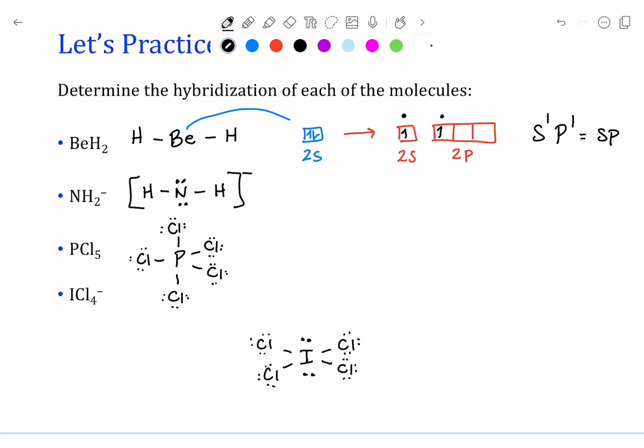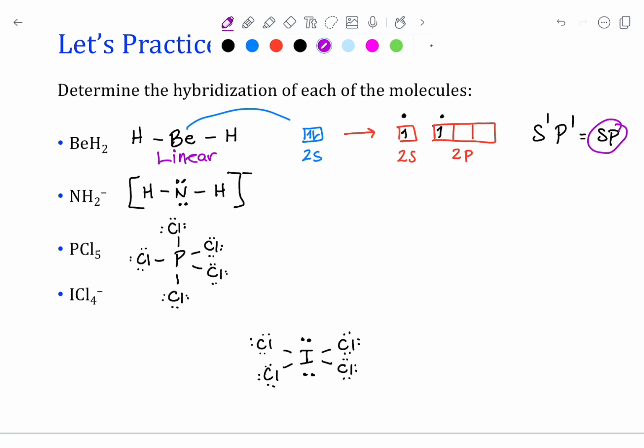Now we said before that our hybridizations relate to our electron domain geometries. Okay, so our electron domain geometry for BeH2 is linear. And if we look back to our chart from previously in this lecture, as well as our chart of electron and molecular geometries, we can see that we have a column there for hybridization. For 2 electron domains and a linear electron domain geometry, that corresponds to sp hybridized orbitals.